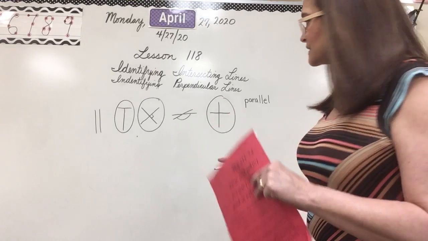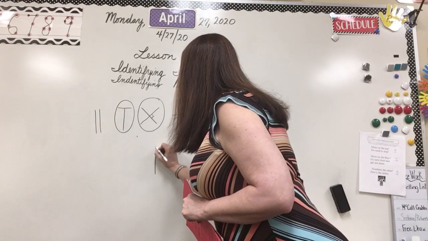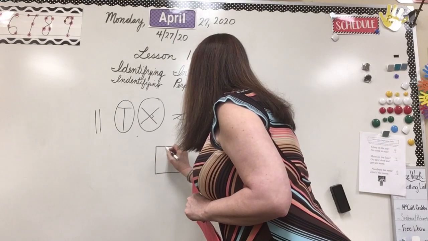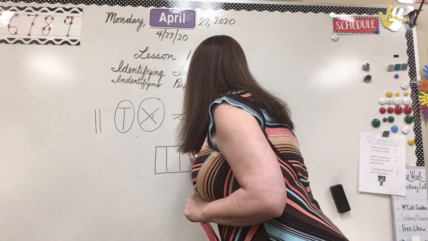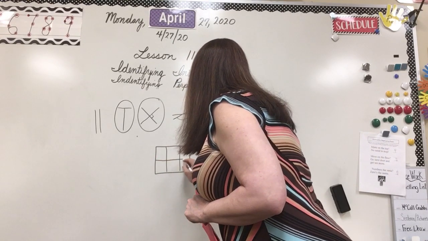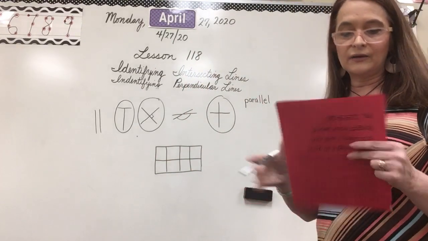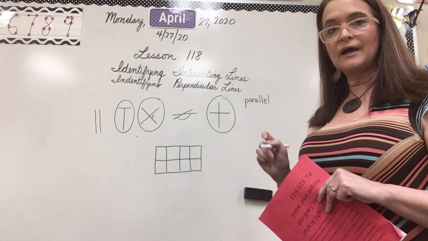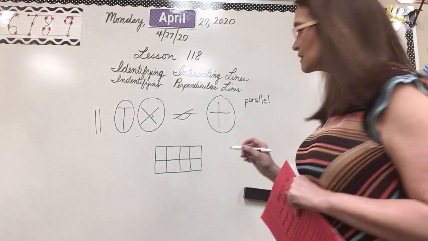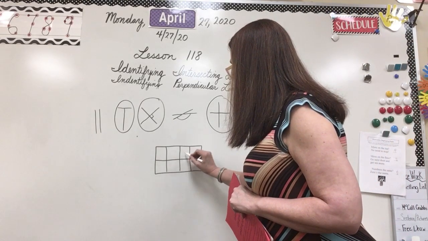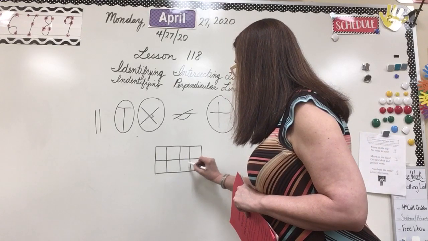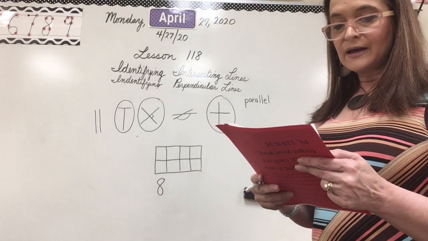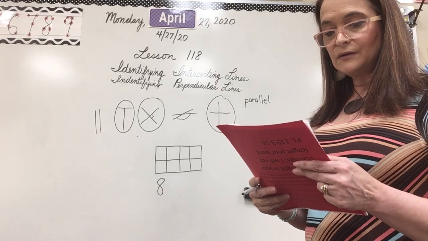So if you look at this shape here, and we have the little square color tiles, the way you would actually find the area is you count the number of units inside. So let's look. We have 1, 2, 3, 4, 5, 6, 7, 8. So our answer would be area equals 8 square units.